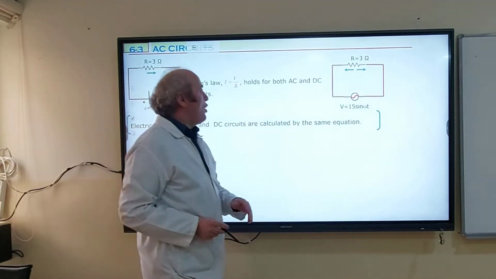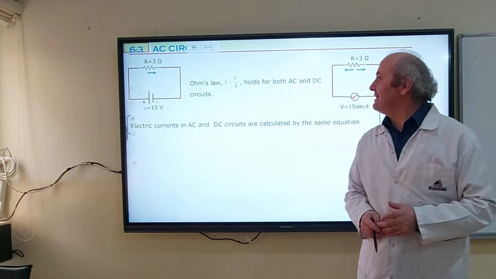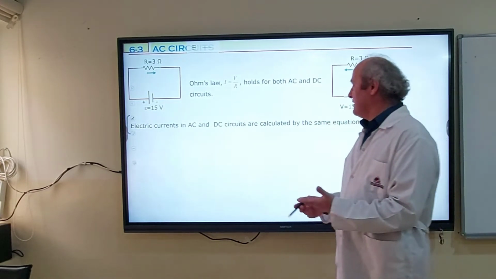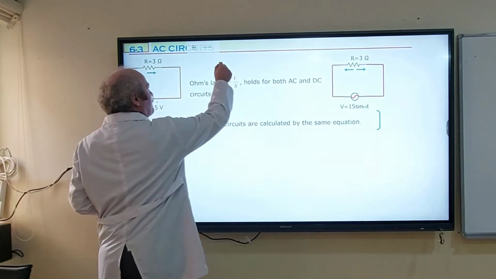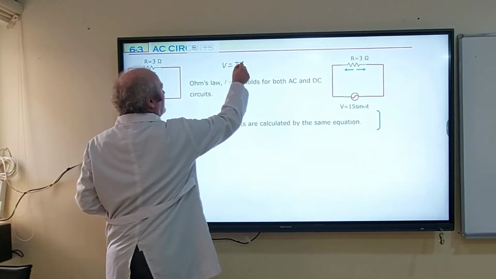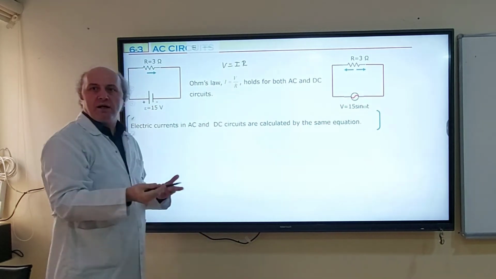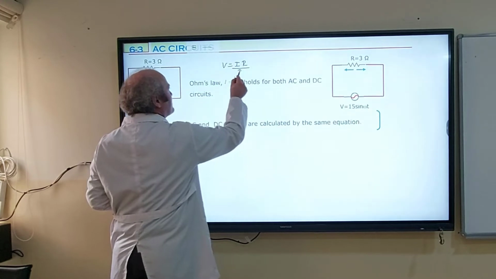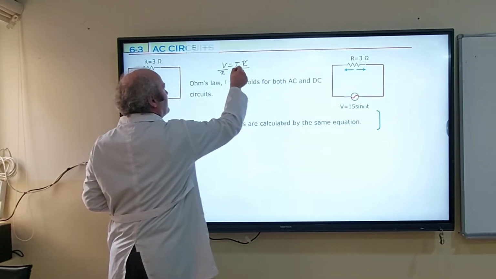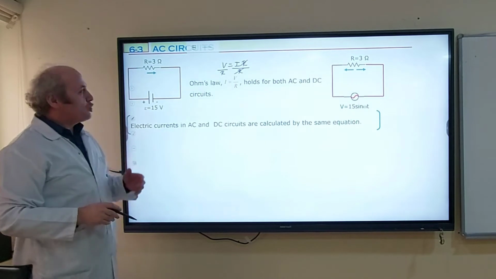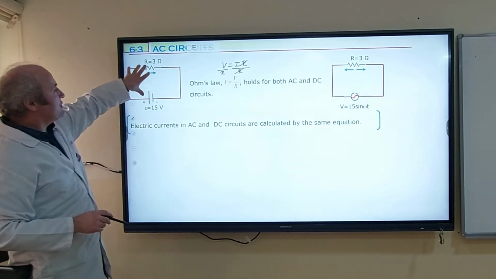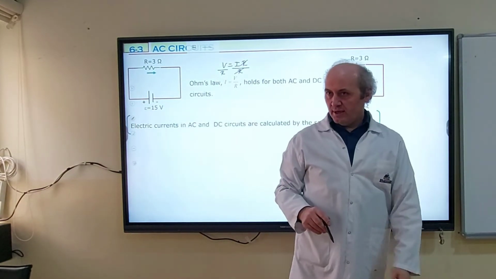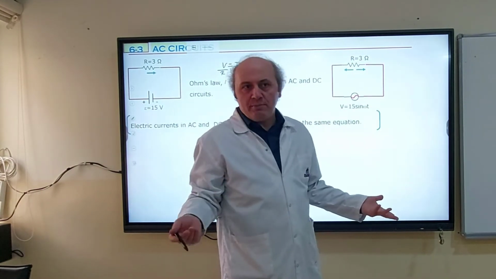So Ohm's law holds for both AC and DC circuits. You know what Ohm's law is? V is equal to I times R. So if you want to calculate electric current, what you have to do? You are going to divide both sides by R. So I is going to be V over R. So you can calculate electric current in a DC circuit, and also in the AC circuit, both of them with the same equation.